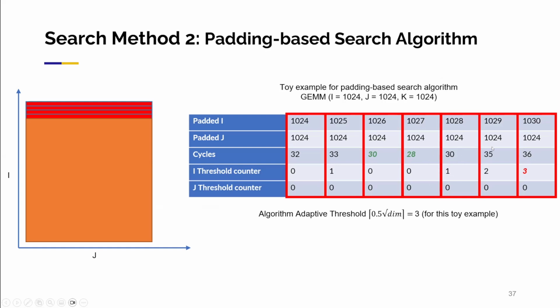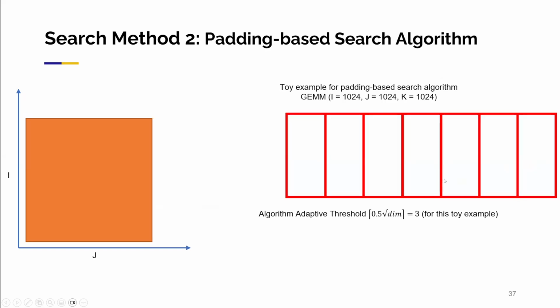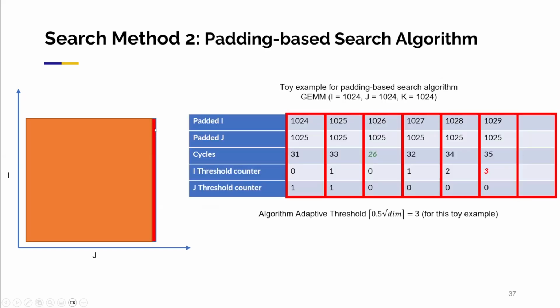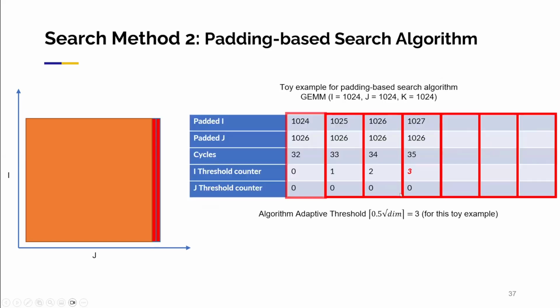So if we couldn't find any better padded problem size after 3 consecutive problems, then we break. So eventually here, we didn't find any improvement. So now we pad the other dimension with 1 zero column, and we repeat the search. And we found here that we got even better performance at this problem size, and we continue the search until the algorithm terminates.